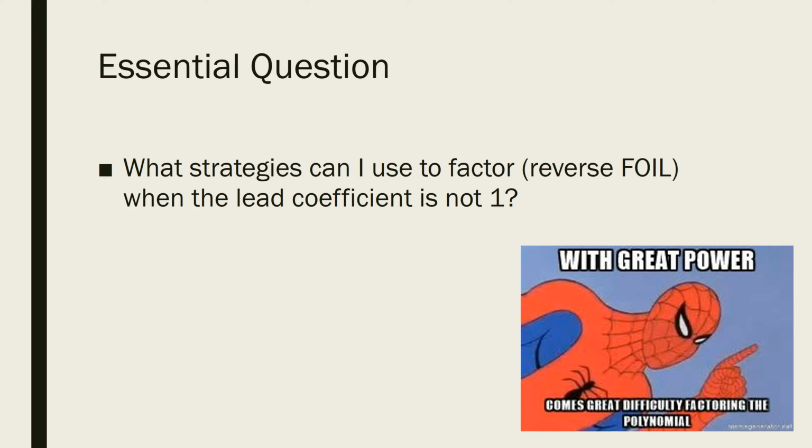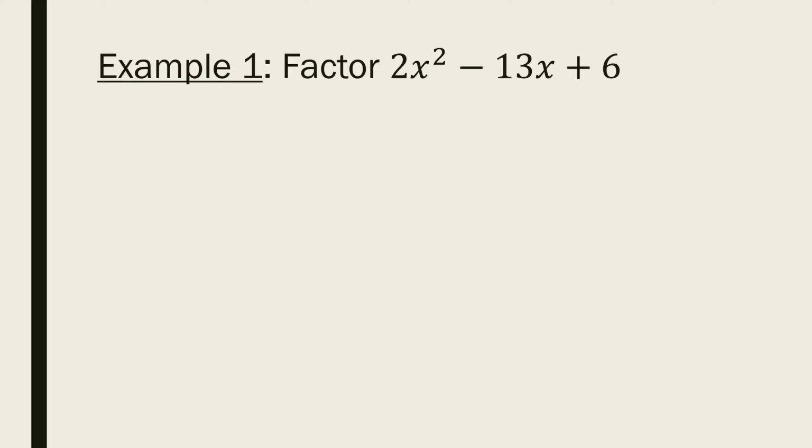So first of all, the essential question: what strategies can I use to factor, reverse FOIL, when the lead coefficient is not 1? So let's take a look at our first example. Notice this number, it's not 1, which means when I go to reverse FOIL, I cannot just say x and x, because x times x is x squared, but I'm trying to multiply to 2x squared. So also, because I can't just put x and x, it's going to mess up my whole strategy of adding to this and multiplying to this, and I need new strategies.